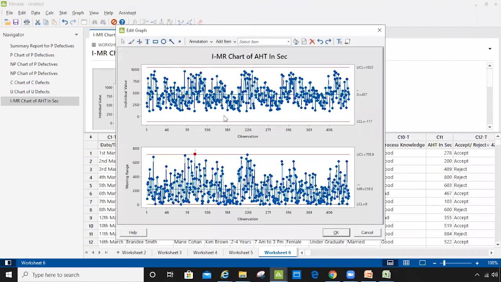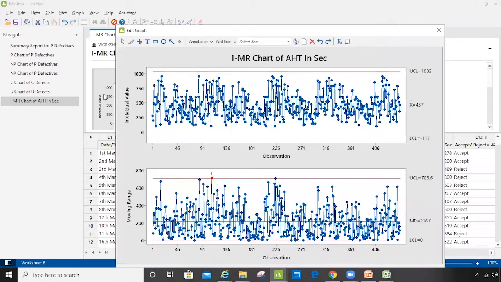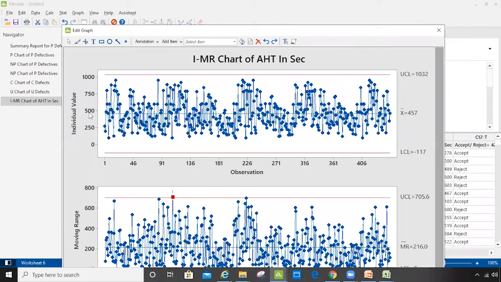There are too many data points here. There are two types of charts that we can see: one is the individual value and another is the moving range. Let's try and understand the difference between both. First, let's look at the mean, which is 457, the average. The upper control limit is 1032, and the lower control limit is -117.